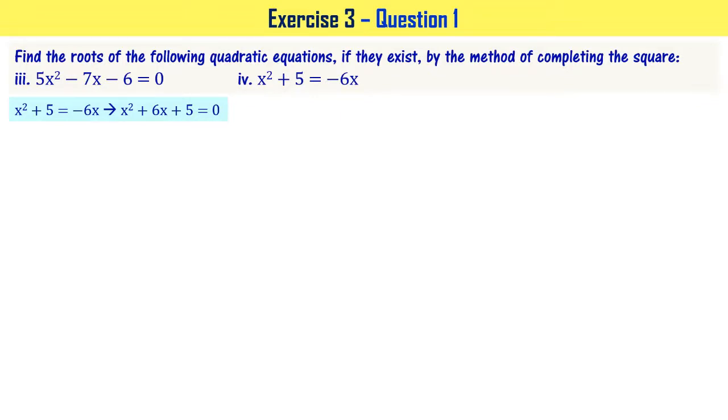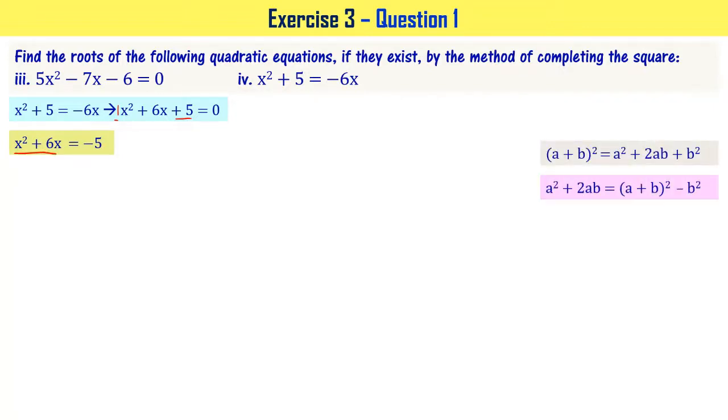Here the quotient of x square is already 1, so we don't need to really worry, right? Now I'm going to transpose this plus 5 to the other side, so that the equation is now written as x square plus 6x equal to minus 5, right? Now let me compare this with a square plus 2ab, right?